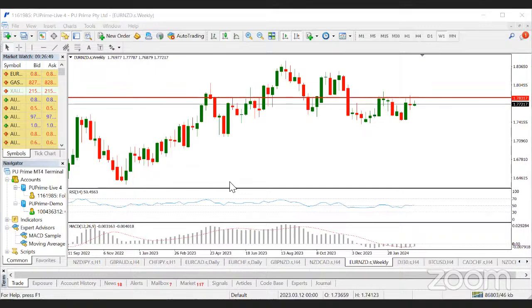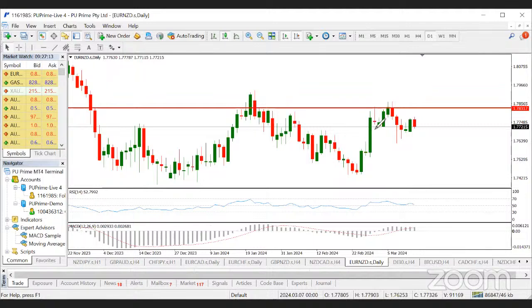So Euro New Zealand on the weekly time frame, we can clearly see that price closed last week with a doji on the weekly resistance level. So technically, we were supposed to look for a bearish breakout this week because of that setup that closed last week. That's on the weekly. On the daily time frame, we can clearly see we have the formation of a head and shoulder. Second shoulder is forming currently, and that should lead to a drop over there.